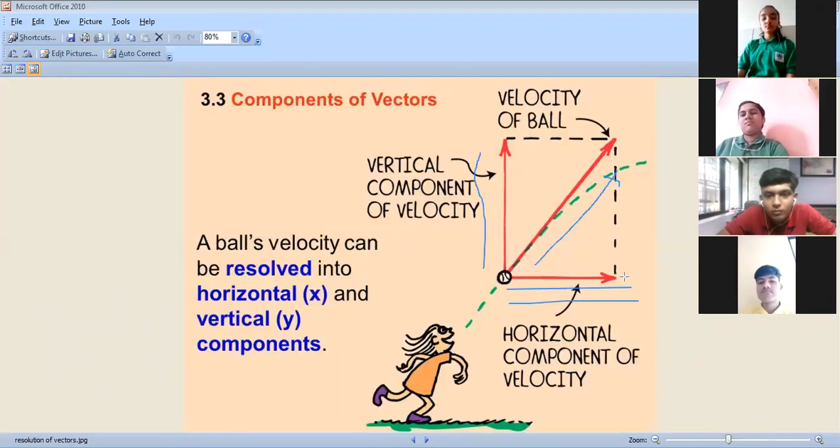The task of this horizontal component is to give the ball a horizontal movement, and the task of this vertical component is to give movement in vertical direction. Clear, everybody? And the combination of this horizontal and vertical will be giving you the resultant such that the ball is moving in this direction, right?